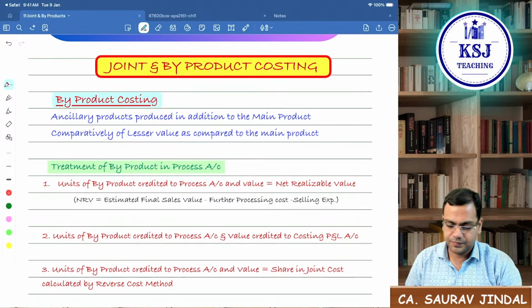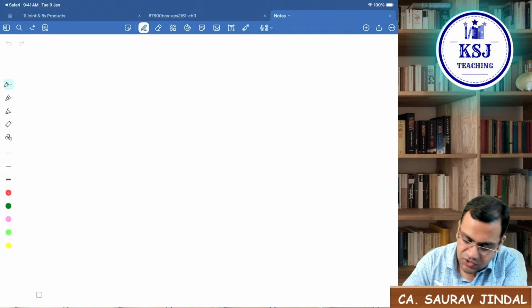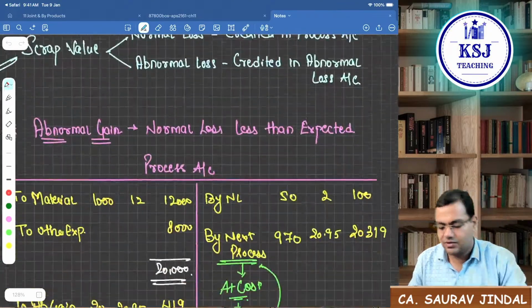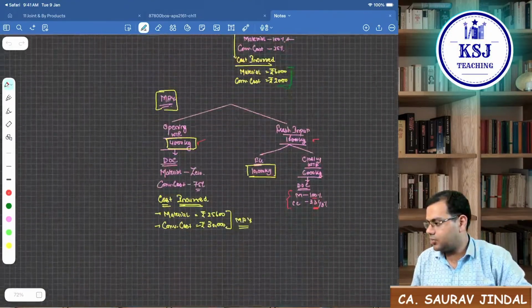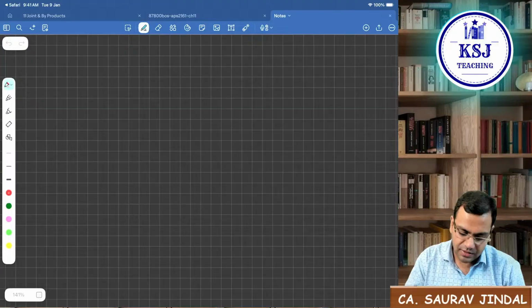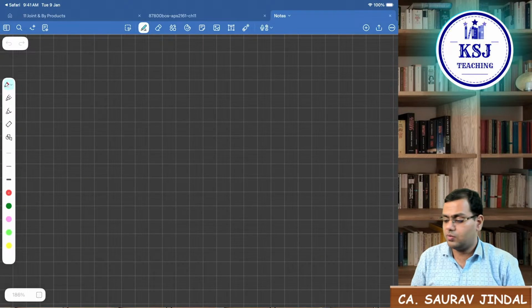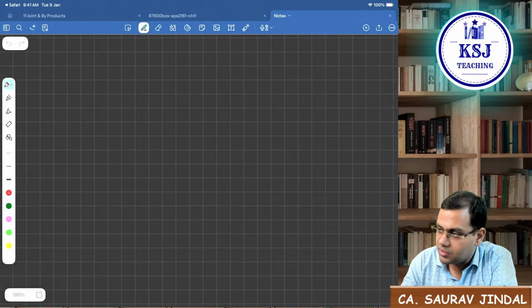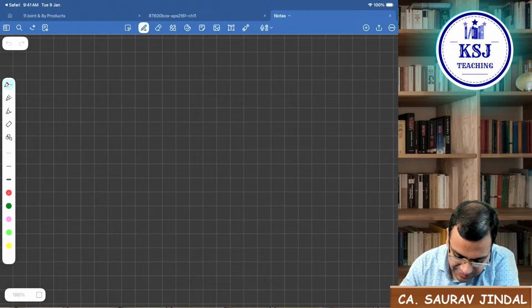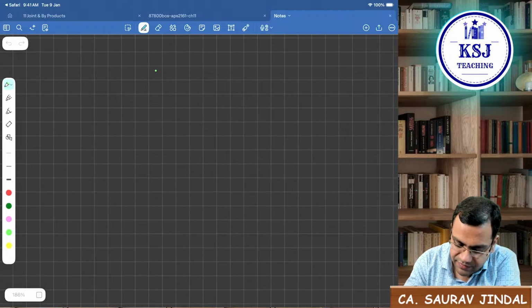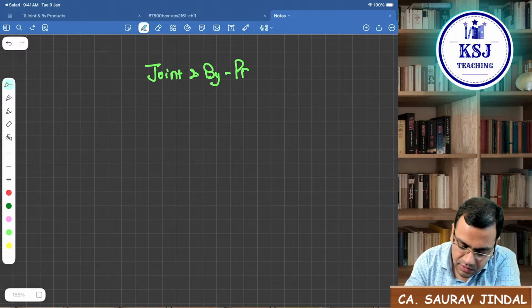Okay, so let's first try to understand what is a joint product, what is a byproduct, right? What is the meaning and what we are trying to do in this chapter. That's what we are going to study. Okay, so I'll take just one example, a very simple example.